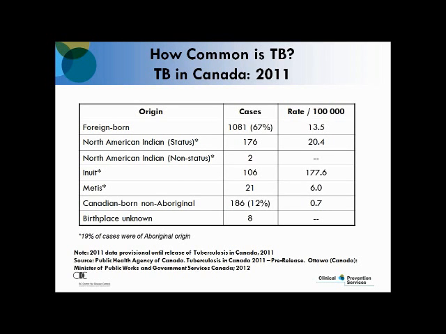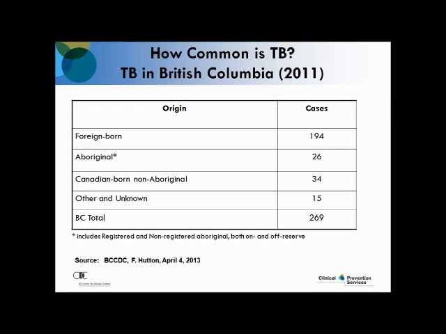How common is TB in Canada? The majority of TB cases in Canada occur among the foreign-born. They make up approximately 67% of the cases. And in terms of what we see in BC, we average 300 cases. This is our 2011 number. The majority are foreign-born. We have 15 to 17% Aboriginal, and non-Aboriginal is the breakdown here. And last year, 2011, there were 269 cases.